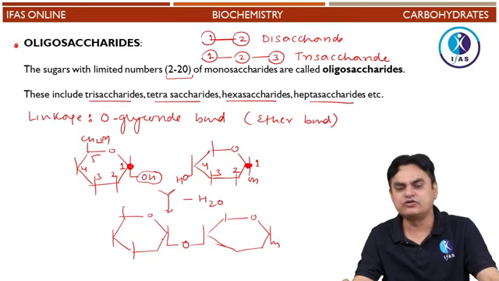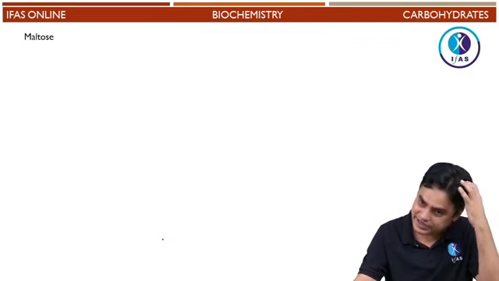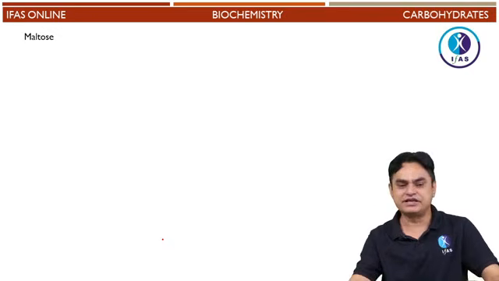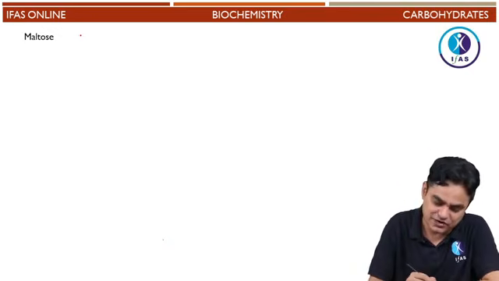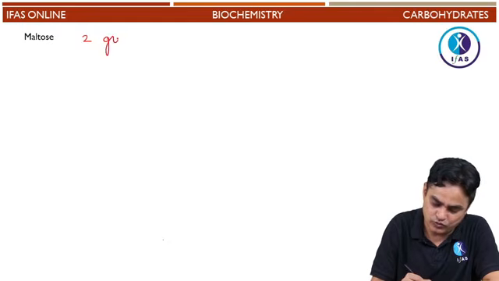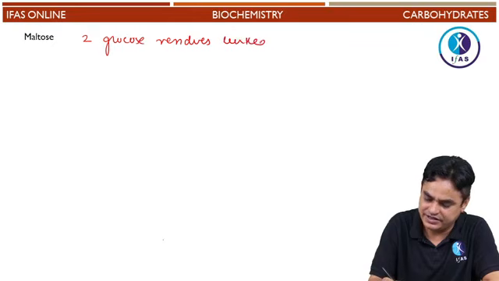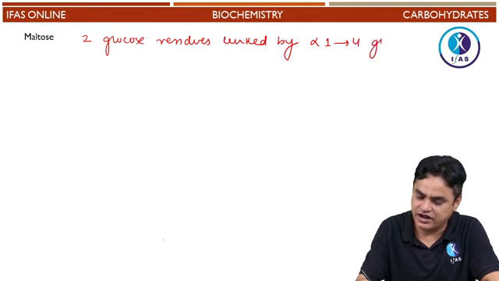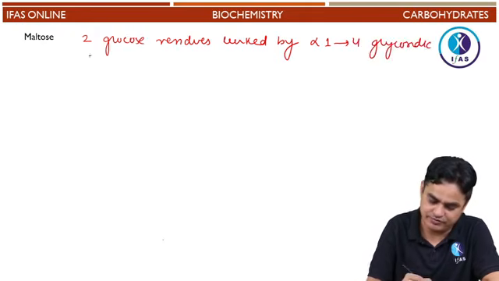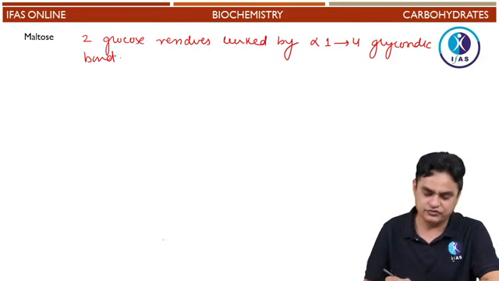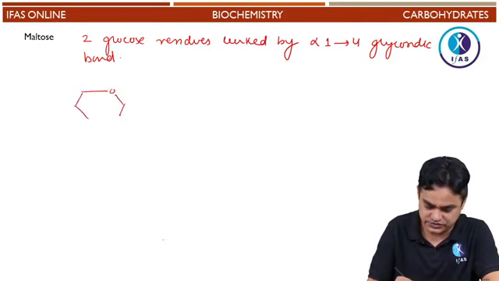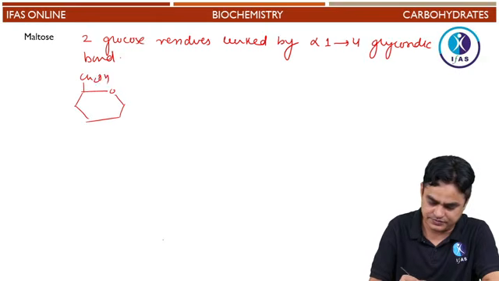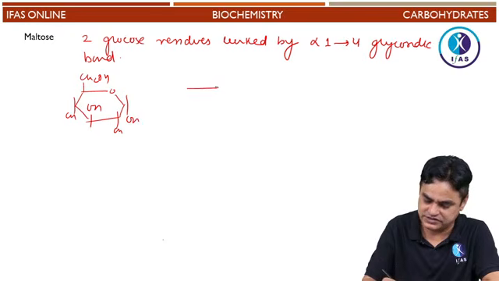So the simplest of the oligosaccharides could be a disaccharide, and the simplest disaccharide is maltose. Maltose has two glucose residues linked by an alpha 1,4 glycosidic bond. So what happens is that, let's say this is one glucose. Again, you do not have to remember the structure. Let's say this is one glucose, this is the second glucose.